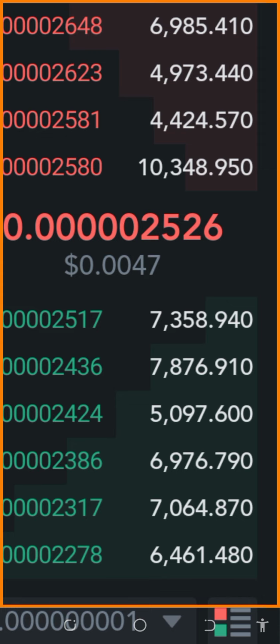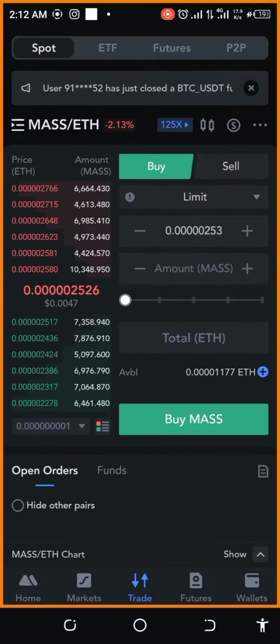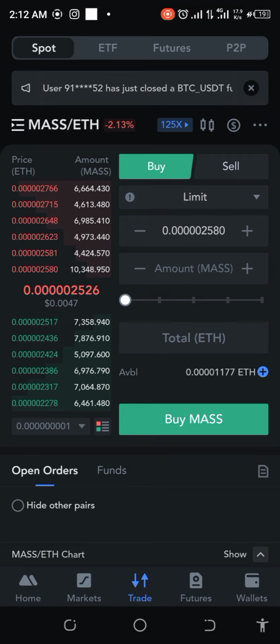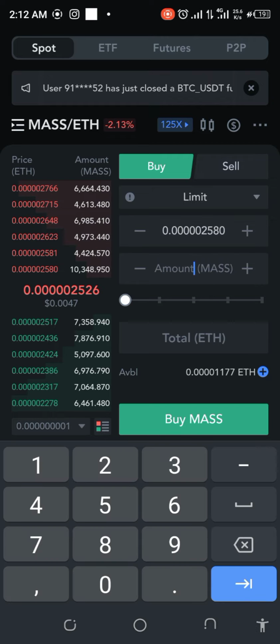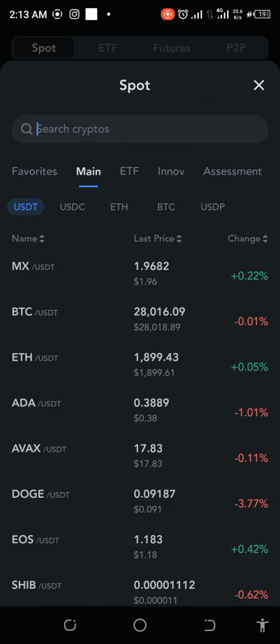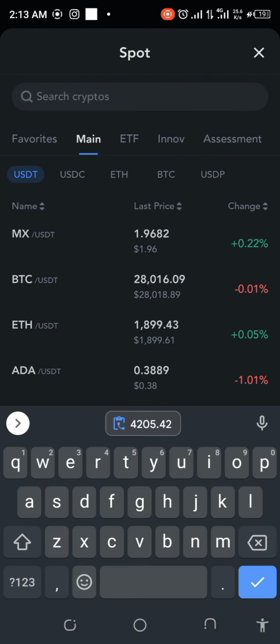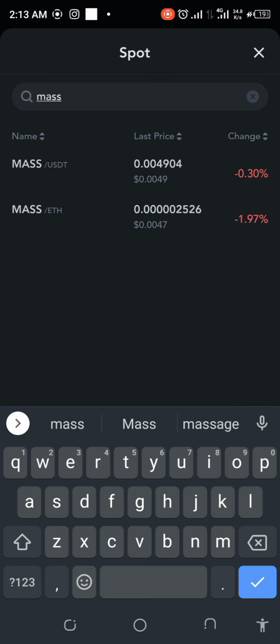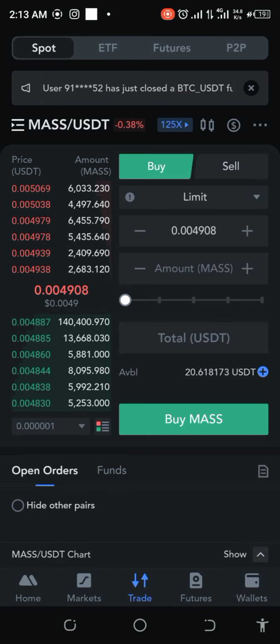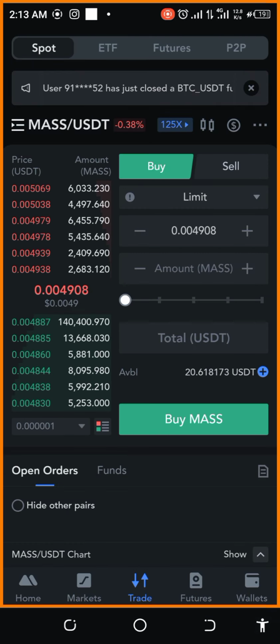If I want to buy this now and I don't want to wait, I'm going to have to pick the first thread, and I'm going to paste in my total ETH here. Would I still be able to make profit? Let's do this quickly. Let's go to MASS USDT and see what's going to happen here.